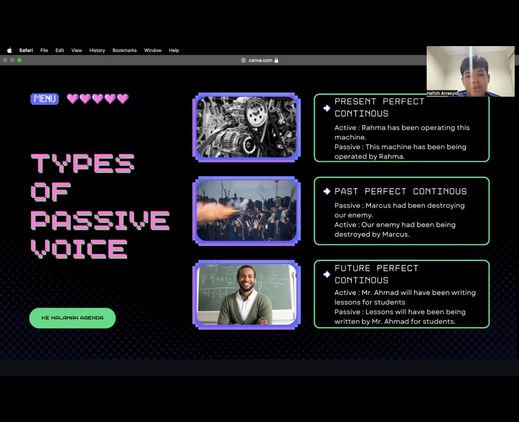For the last of these examples of tenses, there is future perfect continuous tense. For the active, there is Mr. Ahmad will have been writing lessons for students. There's a subject, will have been, verb-ing. And for the passive voice, lessons will have been being written by Mr. Ahmad for students. A subject, will have been, being, and verb 3.